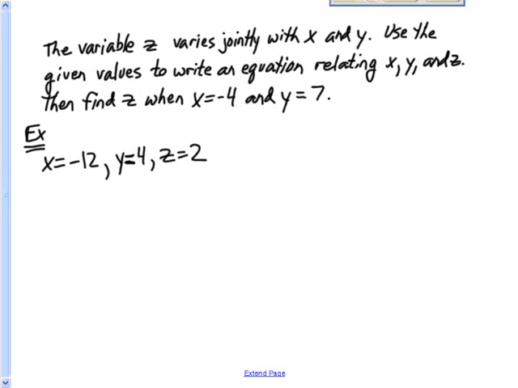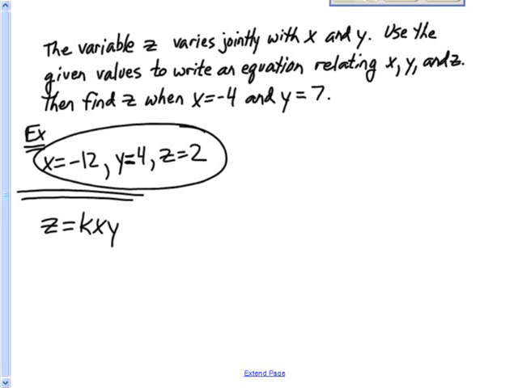So here's another one. Variable Z varies jointly with X and Y. So as soon as I hear that, Z varies jointly with X and Y, okay, so I write the relationship. Use the given values to write an equation relating X, Y, and Z. Okay, so let's look at the given values. Here's the given values right there. So X equals negative 12, Y is 4, Z is 2.